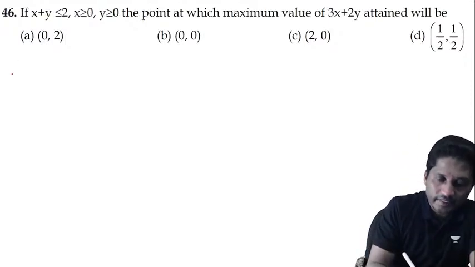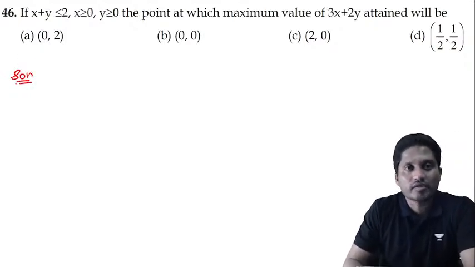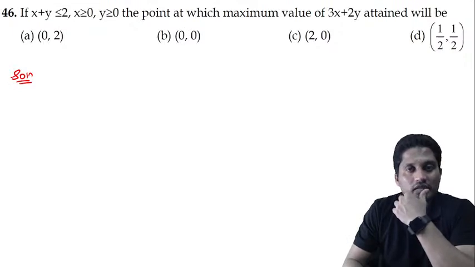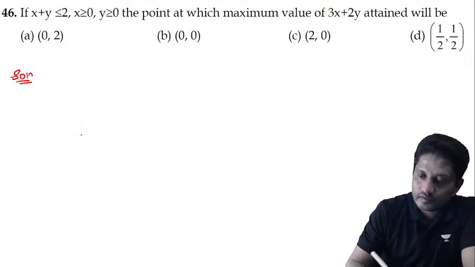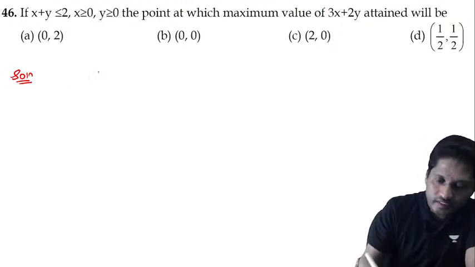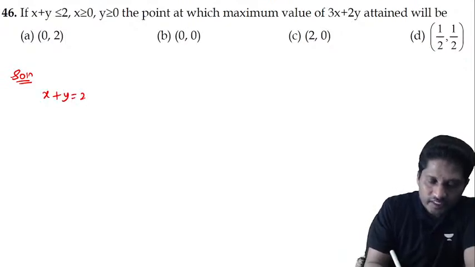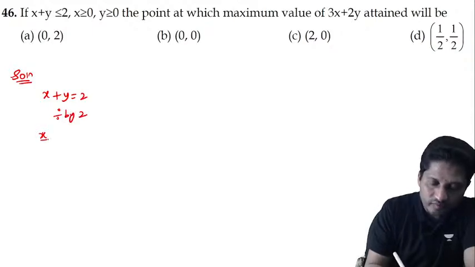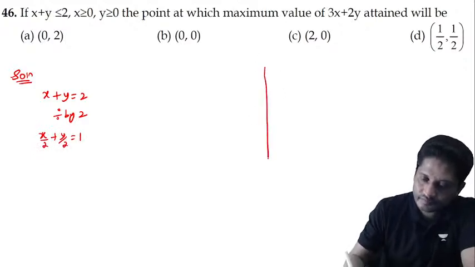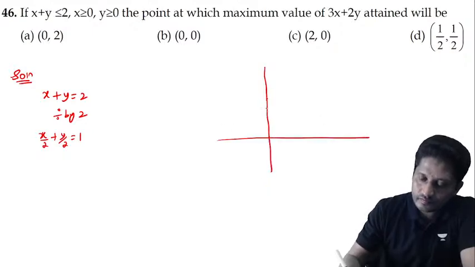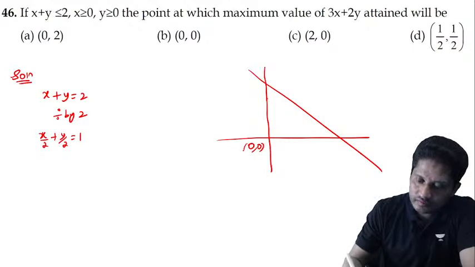If suppose x plus y is less than or equal to 2, x is greater than or equal to 0, then the point where the function attains its maximum. Alright, now let's say I take x plus y is equal to 2. If you divide throughout by 2, you get x by 2 plus y by 2 equal to 1. Okay, so it is an intercept form. This is 0 comma 0, and then you get 2 comma 0. This is 0 comma 2.